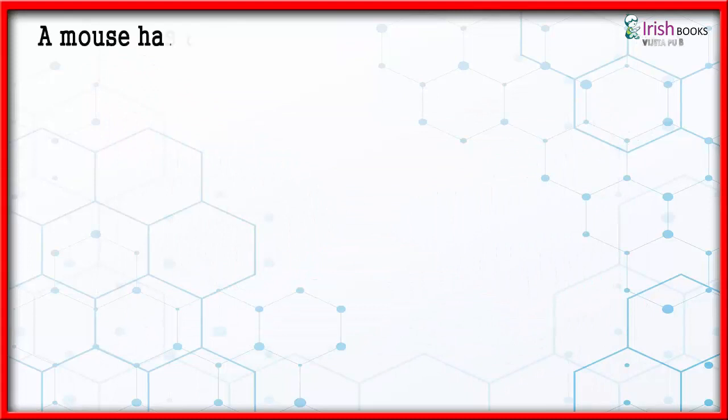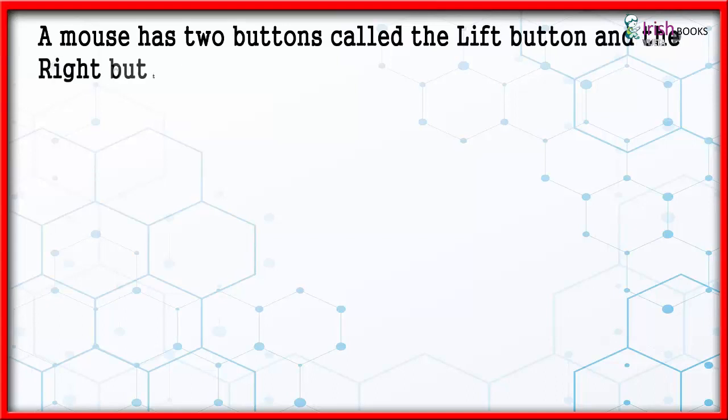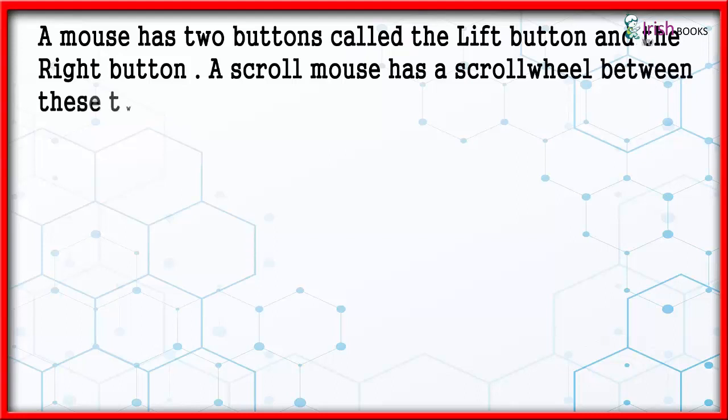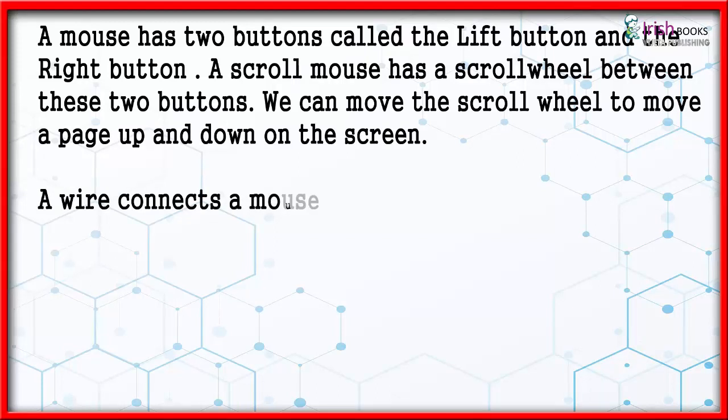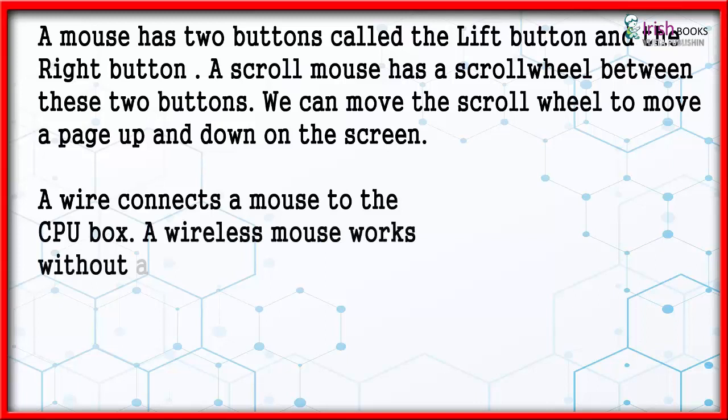A mouse has two buttons called the left button and the right button. A scroll mouse has a scroll wheel between these two buttons. We can move the scroll wheel to move a page up and down on the screen. A wire connects a mouse to the CPU box. A wireless mouse works without a wire.